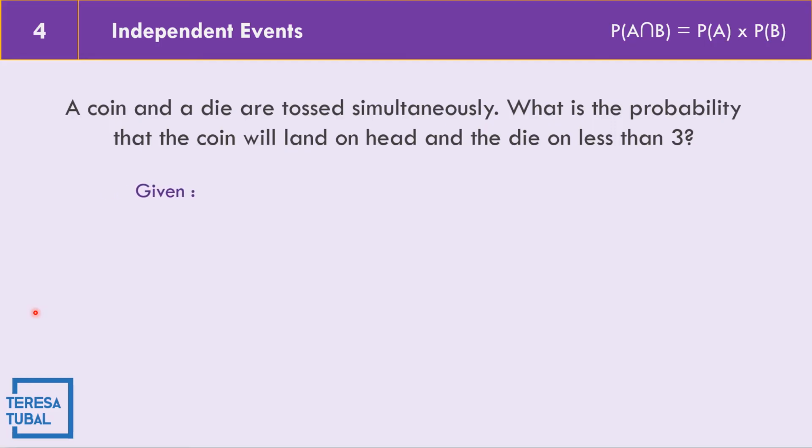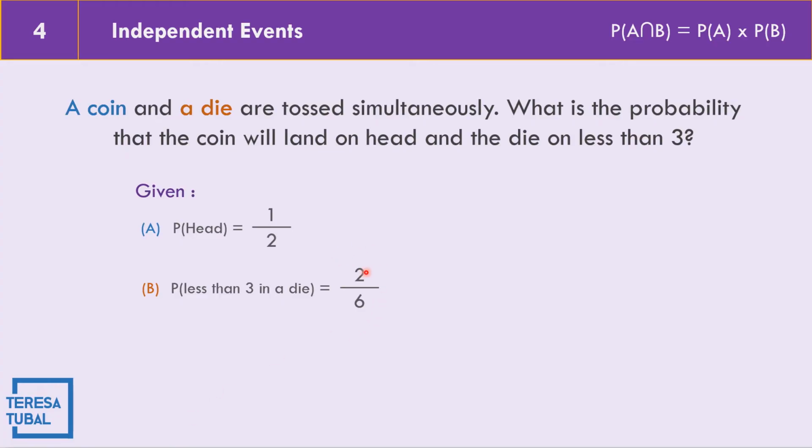Let us see what could be the probability of getting a head. The probability of getting a head is equal to 1 out of 2. How to get 2? Because in a coin, we have head and tail. How about the event B? The event B, that is the probability of less than 3 in a die. So less than 3, that is 2 and then 1.